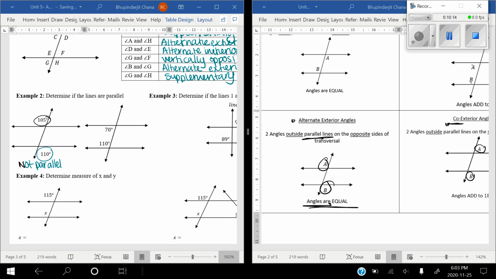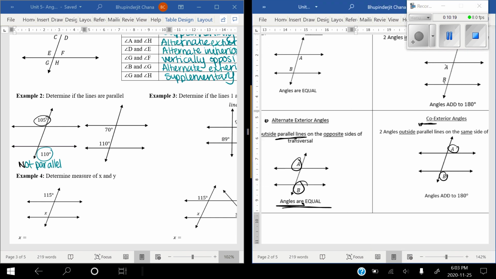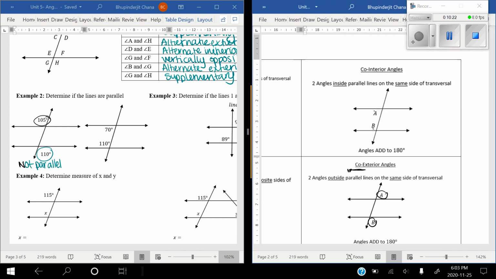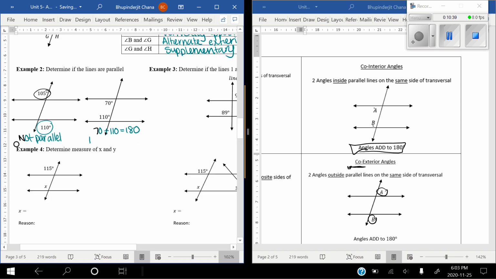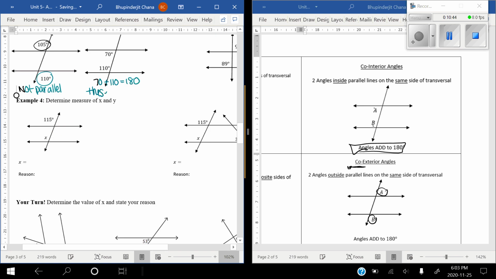Okay, for the next two, we have to look at their relationship. I would say that they are co-interior. For them to be co-interior, the two angles need to add up to 180. So I'm going to check. 70 plus 110 is equal to 180. So I'm going to say these lines are parallel because they add to 180.